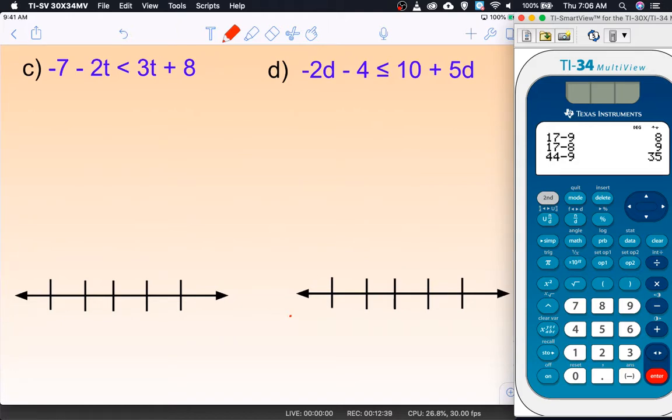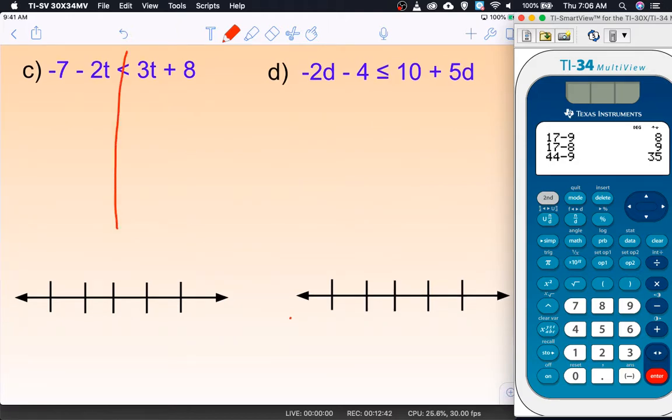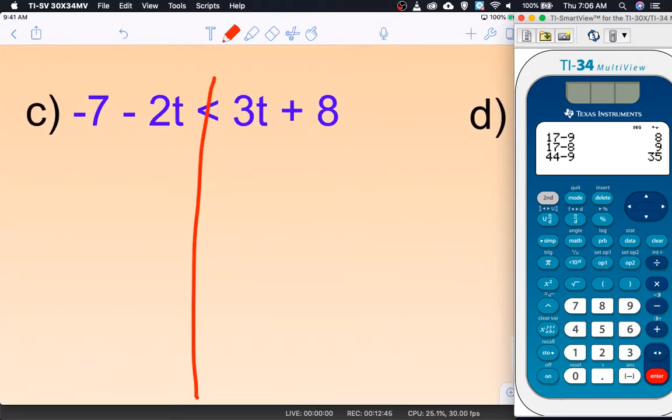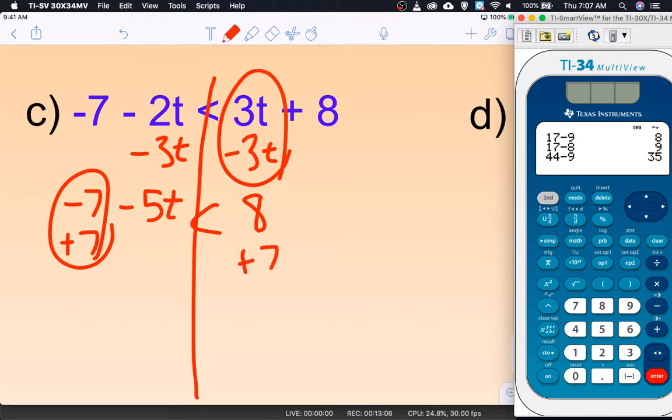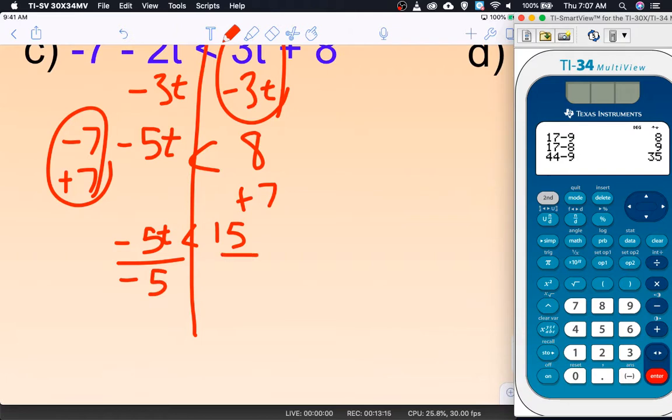All right, letter C. Let's see what we got here. No parentheses, no combining like terms, so I'm going to get rid of the variable on the right. That gives me -7 minus 5t is less than 8. Okay, I'm going to add 7 to both sides to get rid of that -7. -5t is less than 15. I'm going to divide by -5 on both sides, and we got t is now greater than -3.